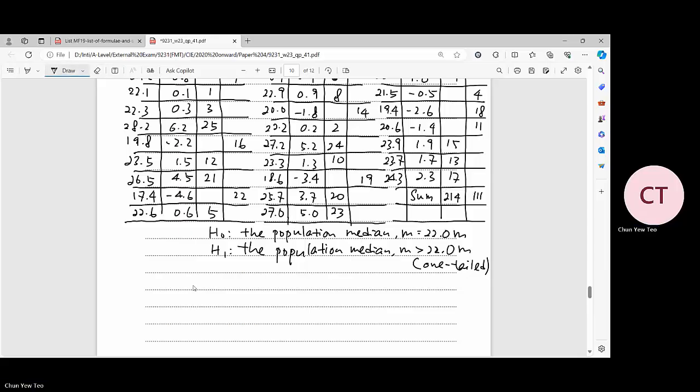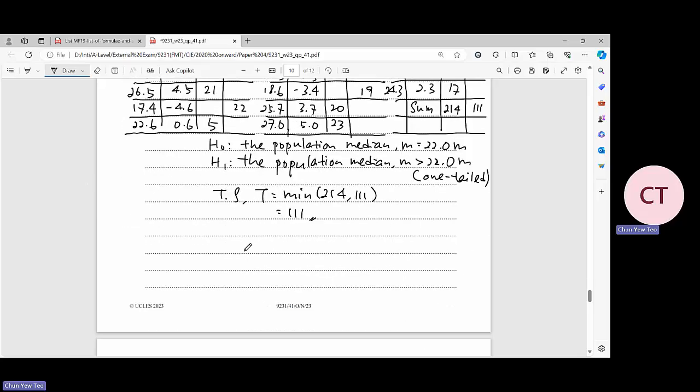So now we already built the null hypothesis and the alternative hypothesis. Because the data is big, all the n is more than 20 already, so we need to convert it to normal distribution. First of all, we need to find the test statistics. The test statistics T is equal to the minimum between 214 and 111. Obviously 111 is lesser, so we just take T as 111. That is my test statistics.